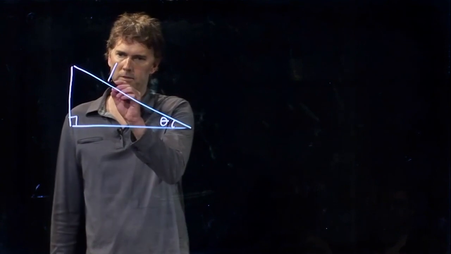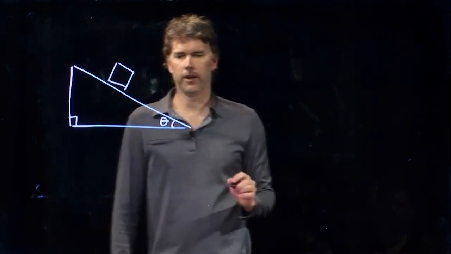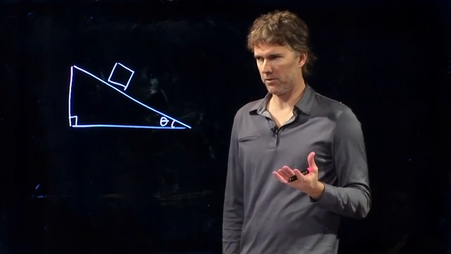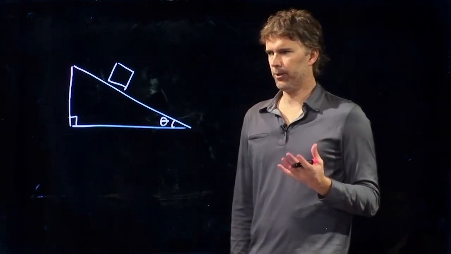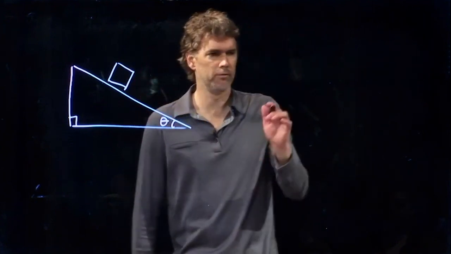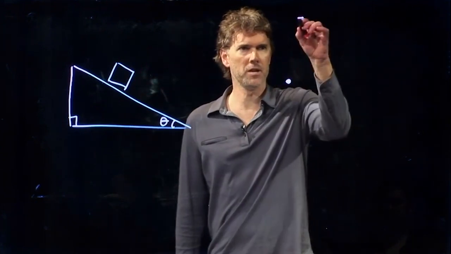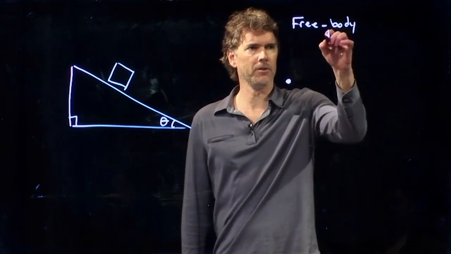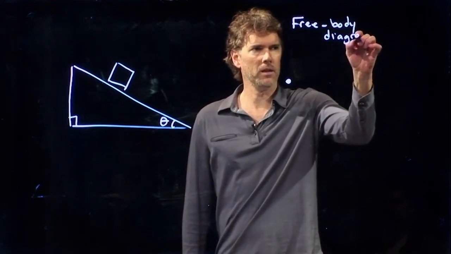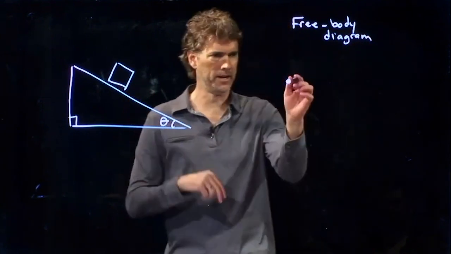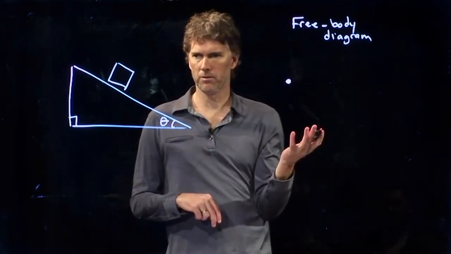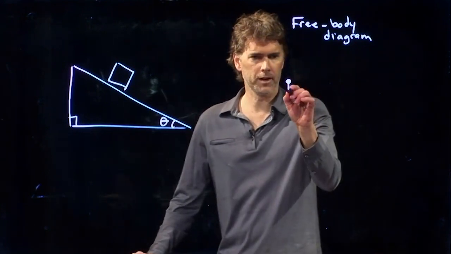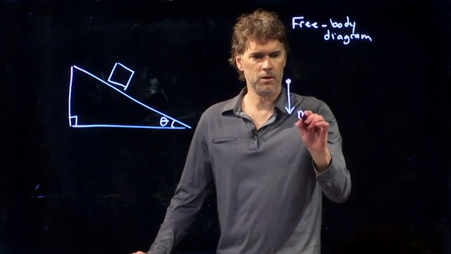If I have a box on an incline and I want to figure out what forces are acting on the box, how do I do it? Well, anytime we're figuring out forces, we always go to something called a free body diagram. And a free body diagram just means make the object of interest a dot and let's draw some arrows. That's all it means.